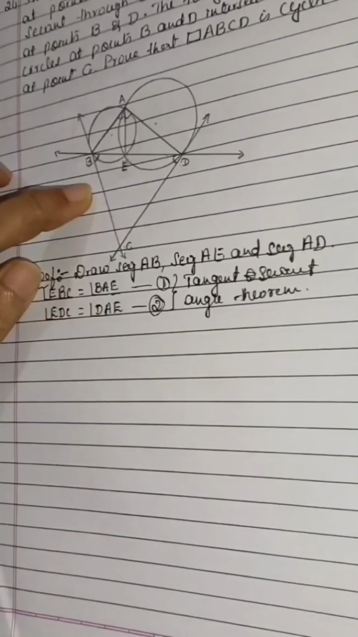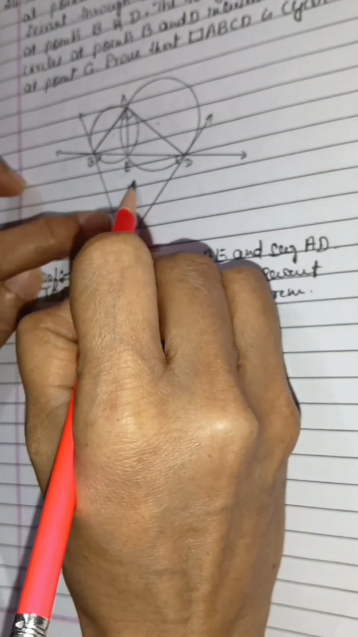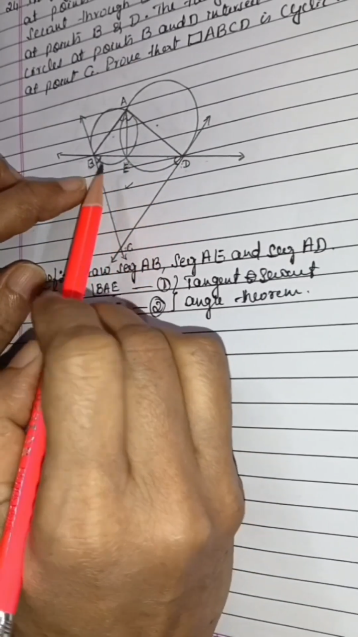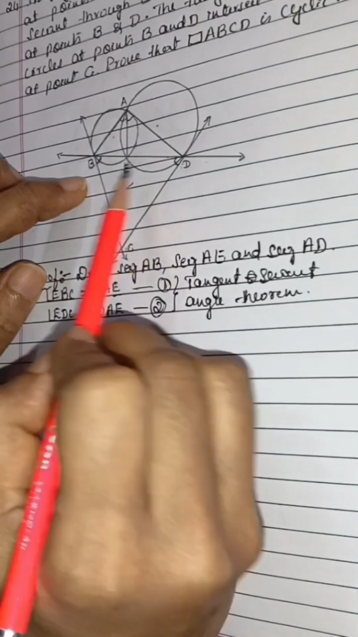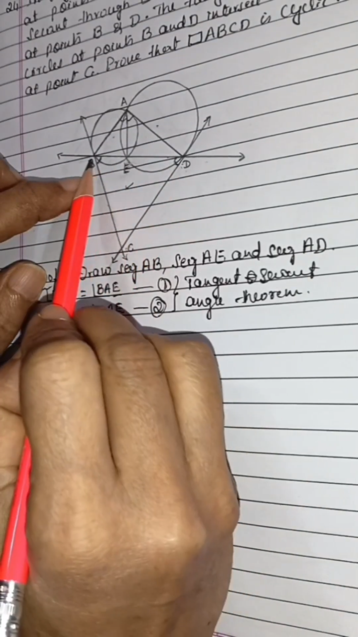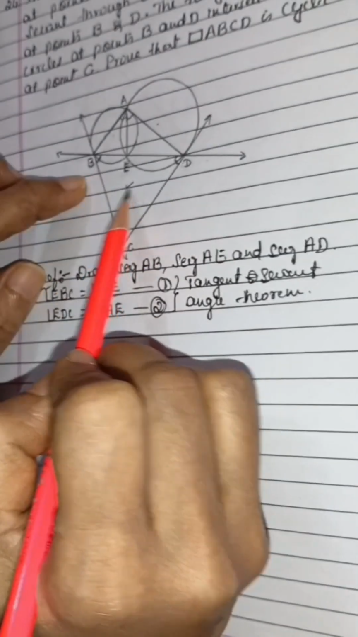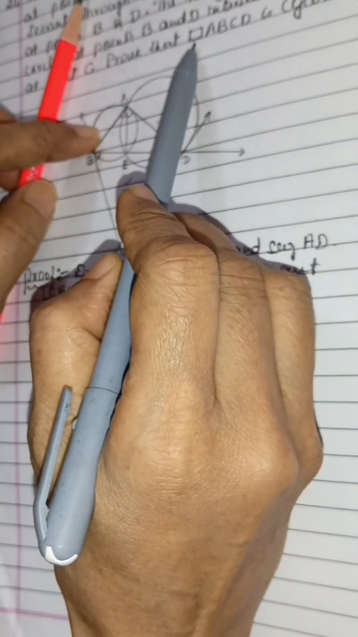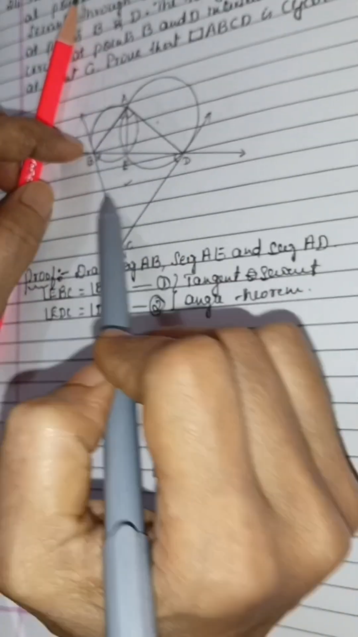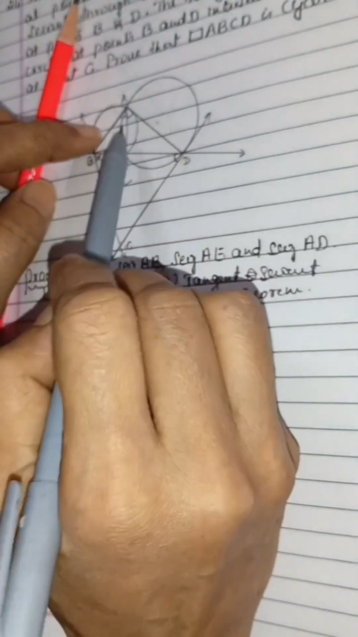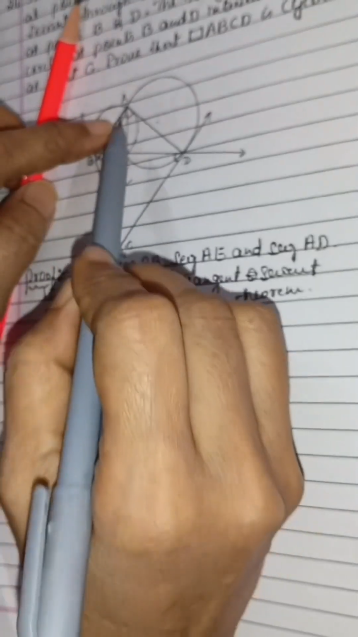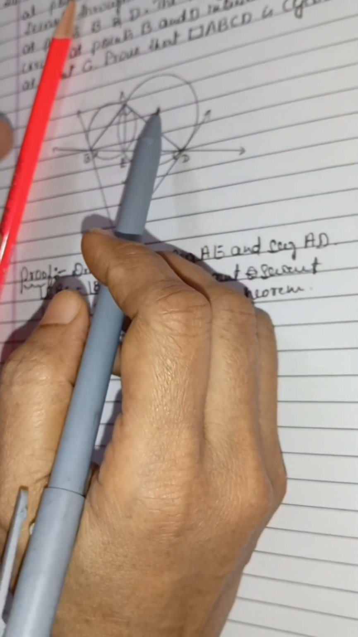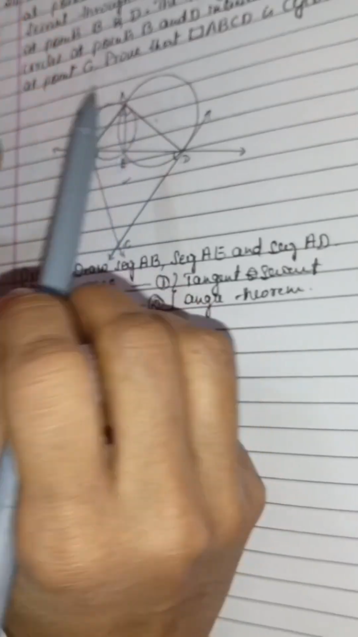Okay, now we have to take triangle BCD. In this triangle, we know the sum of angles of a triangle is 180 degrees. Actually, what we have to prove is that quadrilateral ABCD is cyclic. We have to show that a pair of opposite angles is supplementary. Then by the converse of the cyclic quadrilateral theorem, we can say that quadrilateral ABCD is cyclic.